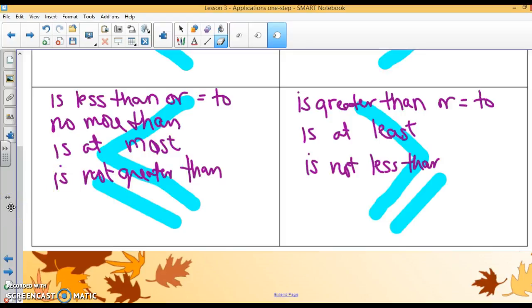That's the one that really messes kids up because they think most is greater than, but it says is at most. Now over here, greater than or equal to, is the obvious. Then is at least, is not less than. If I said you have to spend at least $10, wouldn't that be $10 or more? So greater than or equal to. So pause and record these.